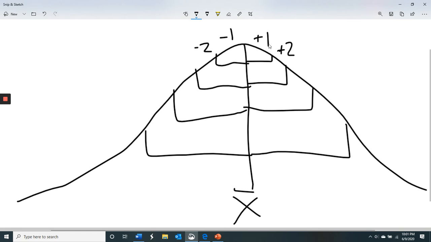There's going to be a score that's 3 above. There's going to be a score 3 below, etc.